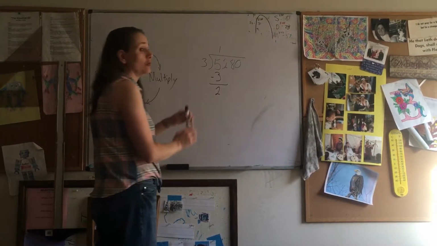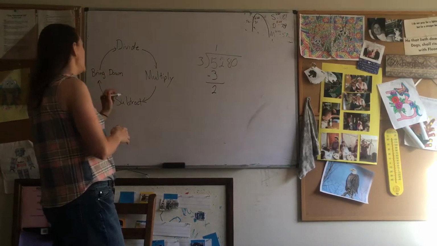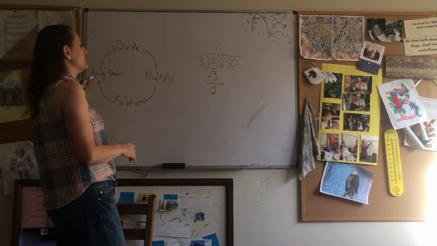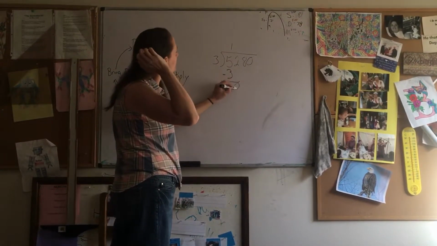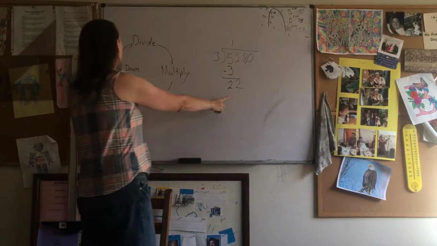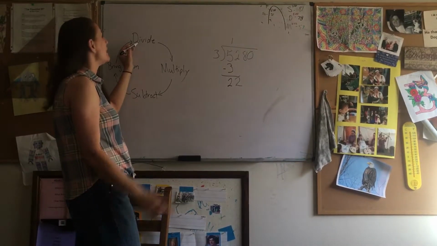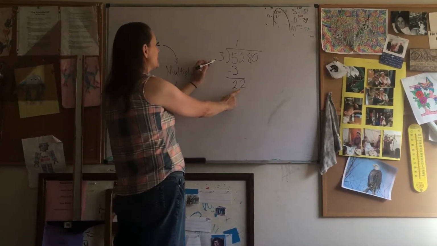You can put a little minus sign out there. And then the next step is to bring down. We have one number here. We're going to bring down one number here. So then we have 22. Now we're back to our very first step, divide. This is where we start.